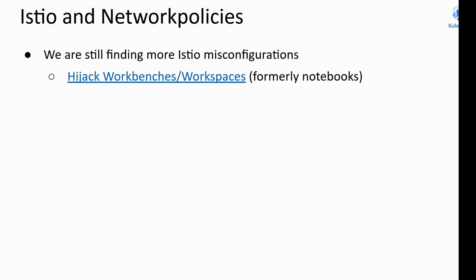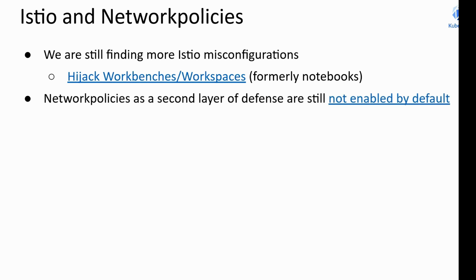Now regarding the second network topic, Istio and network policies. At the security working group, we still find and fix the occasional Istio misconfiguration. It still happens. For example, a recent one allowed hijacking other users' notebooks, and therefore the whole namespace, because, of course, as you probably know, the notebooks run as the default editor, and as soon as you hijack a notebook, you hijack the whole namespace. And the second thing is that, sadly, the network policies, as a second layer of defense, are still not enabled by default. But at least you can enable them manually and support our effort to set them by default.